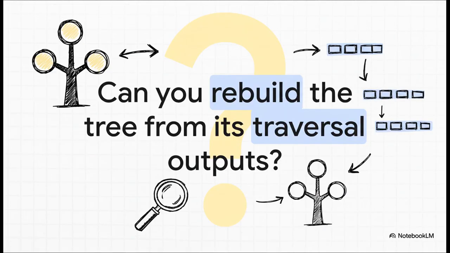And I'll leave you with a little brain teaser to chew on. We've spent this whole time learning how to flatten a tree into a list. But could you do the reverse? If I gave you 2 of these lists, say the in-order and the pre-order outputs, could you piece them back together to rebuild the exact original tree? Think about it. That's when you know you've really mastered this stuff.